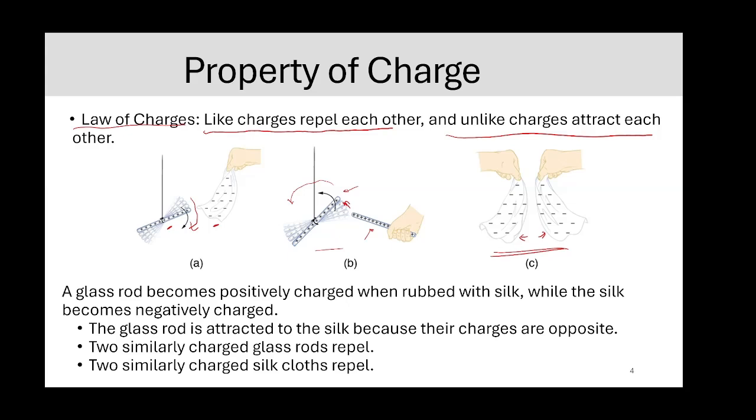We can also do this if you have a glass rod and a silk cloth. You can do the experiment. If you rub the glass rod with silk, then electrons will transfer from one object to the other object, making one object positively charged and one object negatively charged. You can repeat this whole experiment to understand how the charge works.